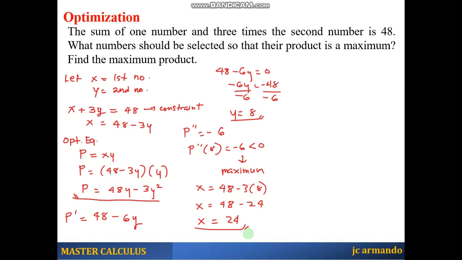What would be the maximum product? So, pwede natin gamitin na rin yung P equals xy since nakuha naman natin yon. So, P equals x is 24 times y, 8. So, P equals 24 times 8 is 192. So, the two numbers that must be selected are 24 and 8 to give a maximum product of 192. Okay? Ganun lang siya.